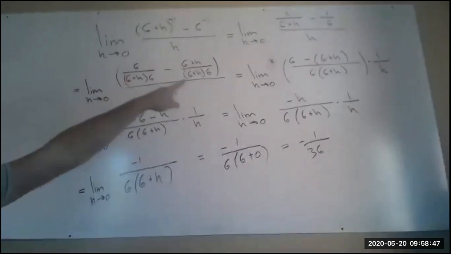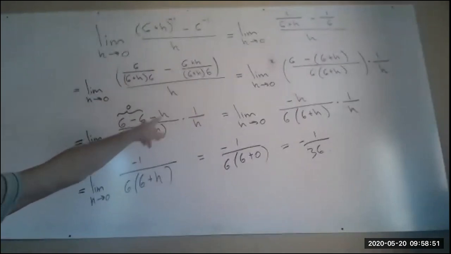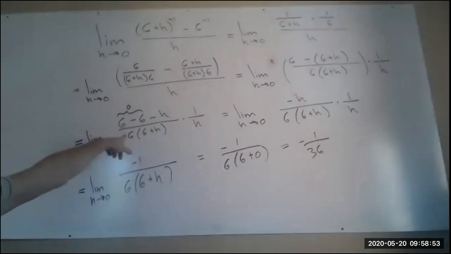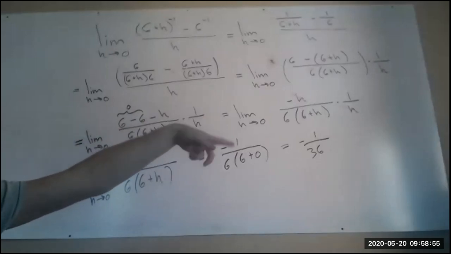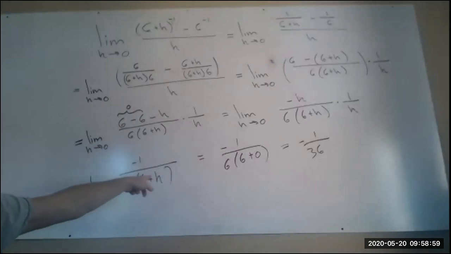Then we have a common denominator. That's these two steps on the second line. After we have our common denominator, we just combine like terms upstairs. And that'll allow us to cancel the h's. And then with the h canceled, I can go ahead and send the remaining h to 0 without any sort of problems with a 0 downstairs.